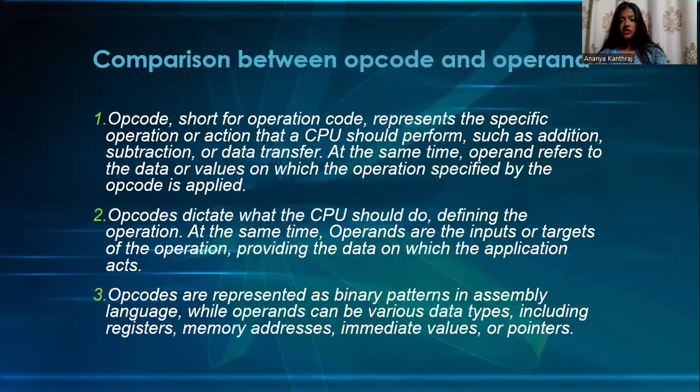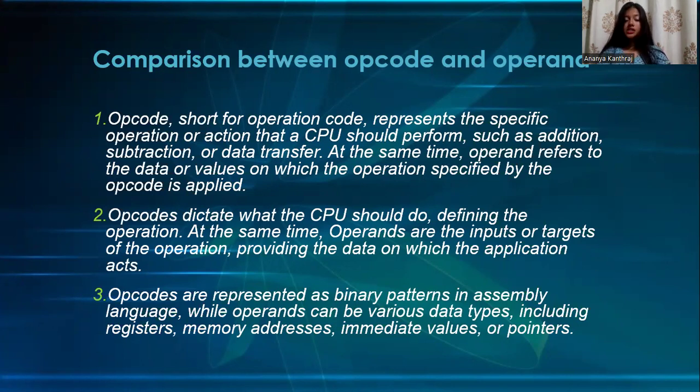So what is the comparison between an operand and an opcode? Basically, an opcode represents the operation or the action the CPU should perform. It might include arithmetic operations, for example, addition, subtraction, or data transfer. At the same time, an operand refers to the data or the values to which the operation specified by the opcode is applied. So it goes hand in hand. The opcode dictates what the CPU should do, defining the operation, and at the same time, operands are the inputs or the targets of the operation, providing the data on which the operation acts.